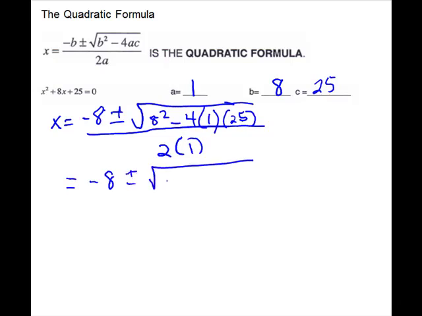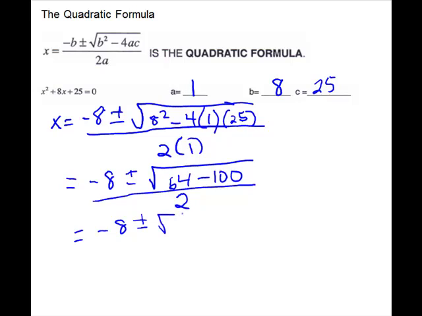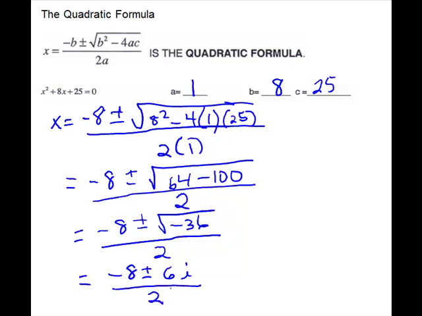Under our radical, we have 64 minus 100. Looks like complex solutions again, a negative radicand. So negative 8 plus or minus the square root of negative 36 over 2. 36 is a perfect square, which will be 6, and we have the i. So we have negative 8 plus or minus 6i over 2. Again, these are all even, so we can divide out a factor of 2.